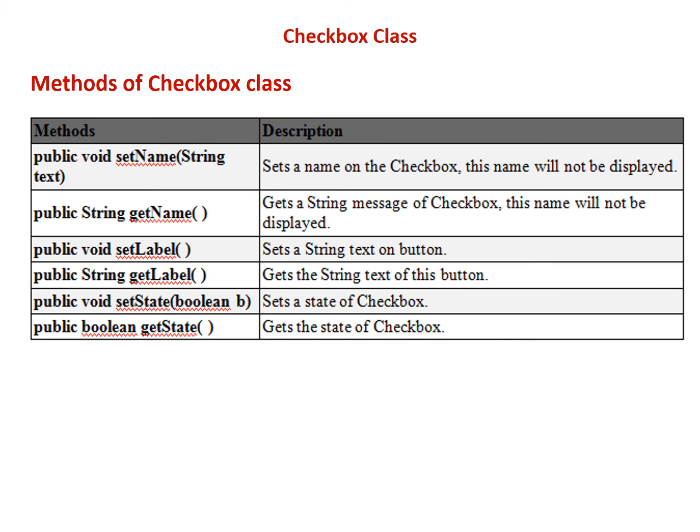After this, public void setState(boolean b). This method sets the state of the checkbox. And one more is public boolean getState. This will give the state of the checkbox.